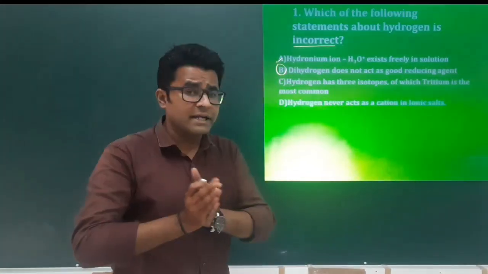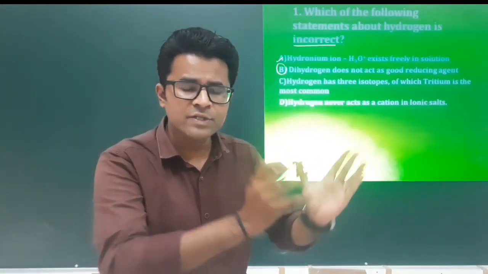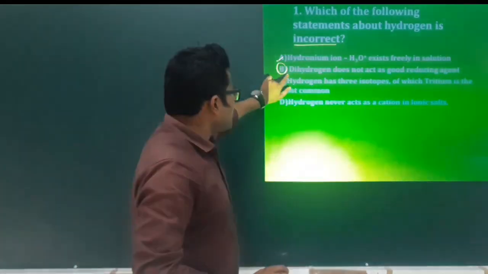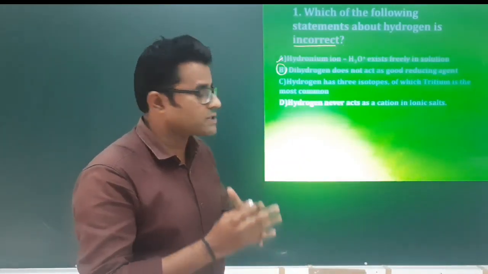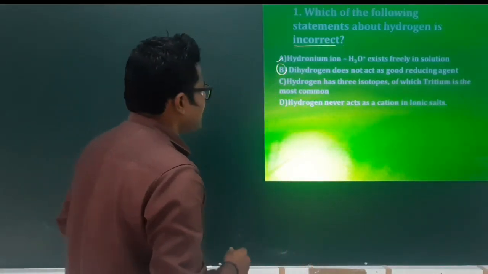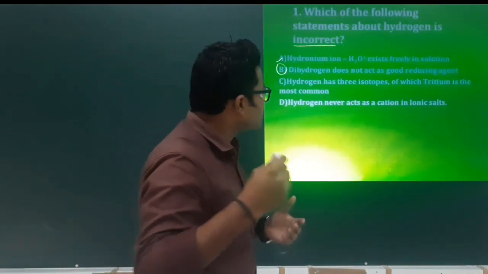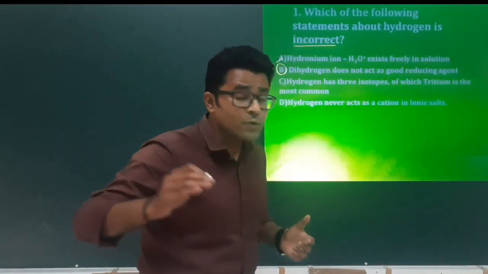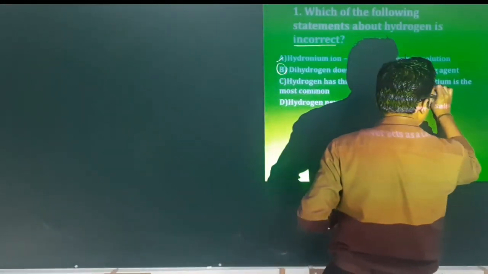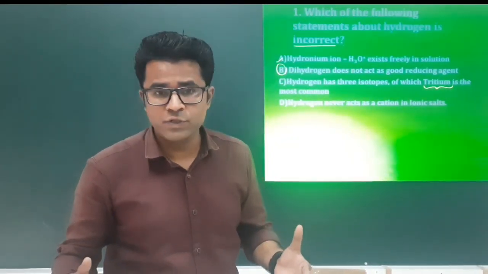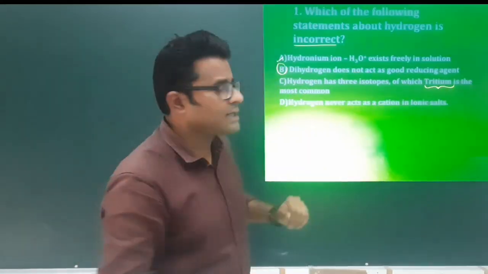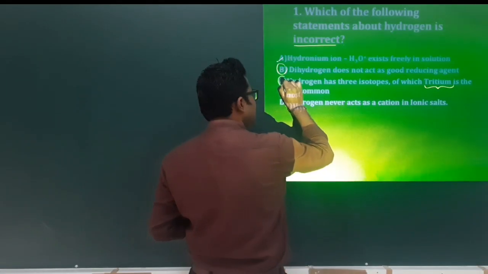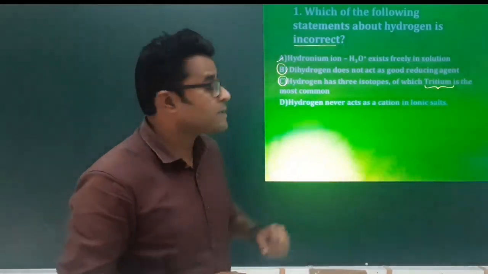It is helpful in reducing things, that is displacing oxygen from oxides. So therefore B is one of the correct answers. Let's not jump to conclusions, we'll observe all the options. Option C says that hydrogen has 3 isotopes, correct, of which tritium is most common. Actually, tritium is a very rare form of hydrogen. Also it is radioactive in nature, so we cannot expect that to be correct. So options B and C are incorrect statements.